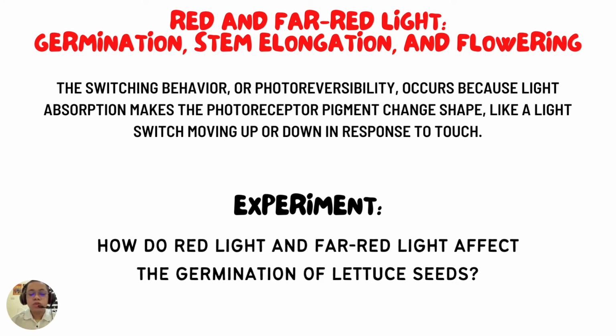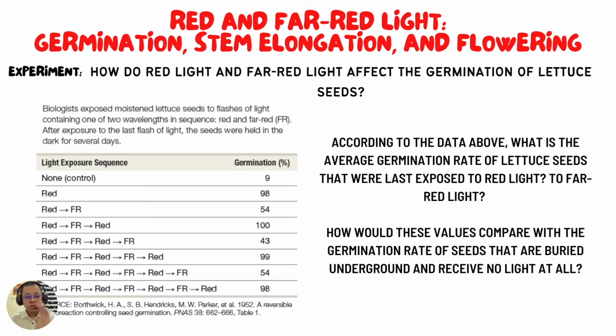Now I'm going to show you an experiment on how red light and far red light affect the germination of lettuce seeds. The biologist exposed moistened lettuce seeds to flashes of light containing one or two wavelengths in sequence. We are going to use two lights here, the red and the far red light. After the exposure to the last flash of light, the seeds were held in the dark for several days.